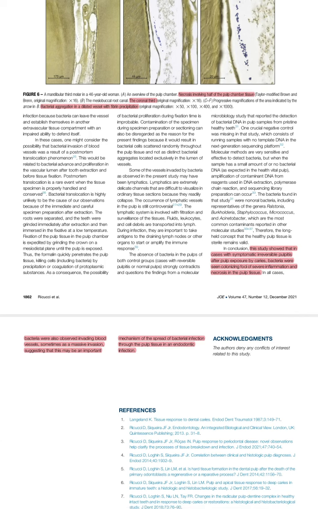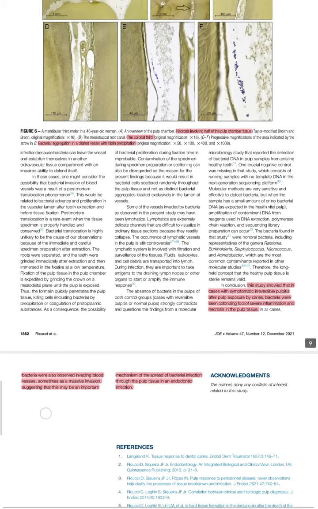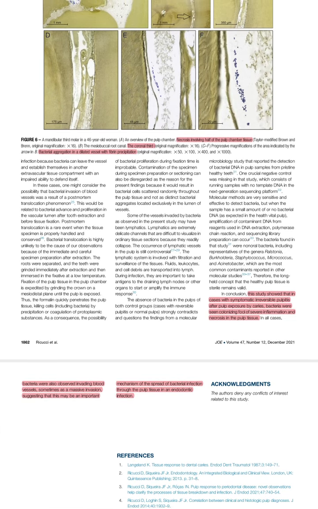In conclusion, this study showed that in cases with symptomatic irreversible pulpitis, after pulp exposure by caries, bacteria were seen colonizing foci of severe inflammation and necrosis in the pulp tissue. In all cases, bacteria were also observed invading blood vessels, sometimes as a massive invasion, suggesting that this may be an important mechanism of the spread of bacterial infection through the pulp tissue in an endodontic infection.